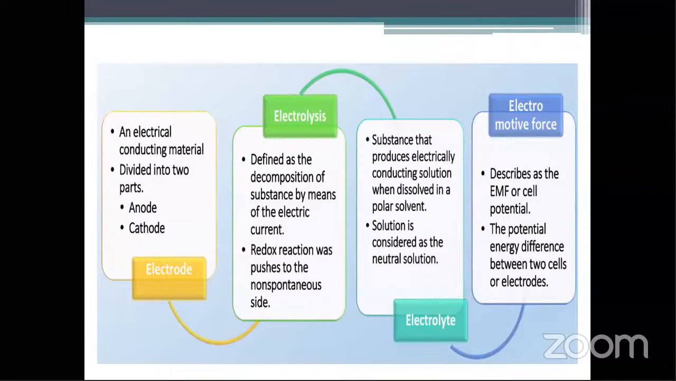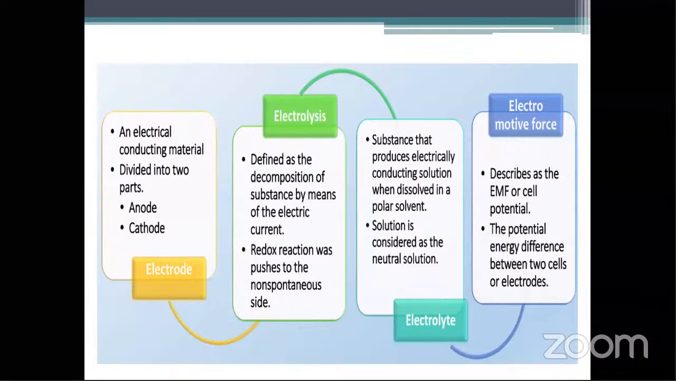Electrolysis, what is the meaning of that? Electrolysis is defined as the decomposition of a substance by means of electric current. It is a redox reaction pushed to the non-spontaneous side. Example. Next, substance, electrolyte.